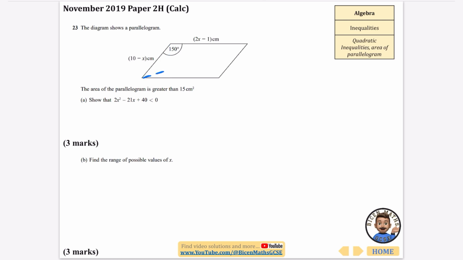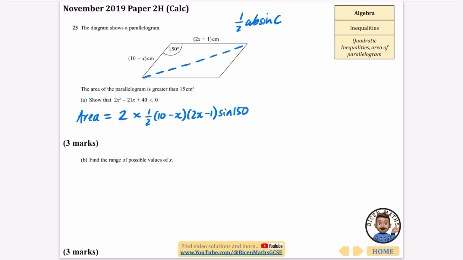Or what you could do is imagine this being cut in two pieces like this so that you've got some triangles. Now if you've got some triangles here, I could find out the area of this triangle and I could double it because these triangles' areas are the same as each other. So I think we could do that. I think we could say that the area of this parallelogram, well, there's two of these triangles, and one of the triangles, using our half AB sine C, we can say that it's a half times 10 minus x times 2x minus 1 times the sine of 150. So to begin with, this 2 and this half are going to cancel out because 2 times a half is 1.